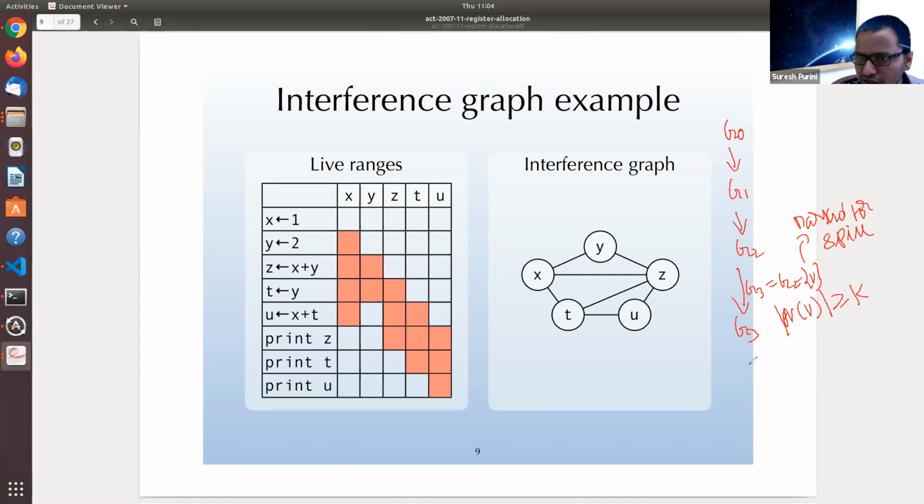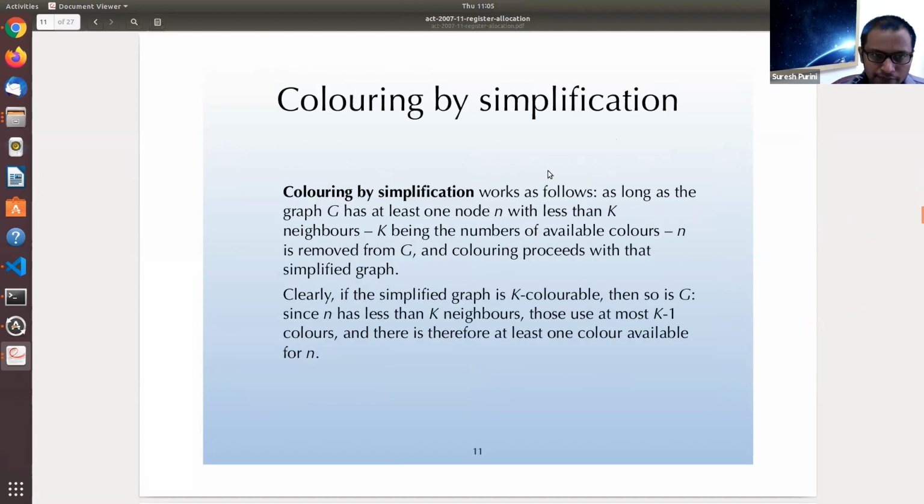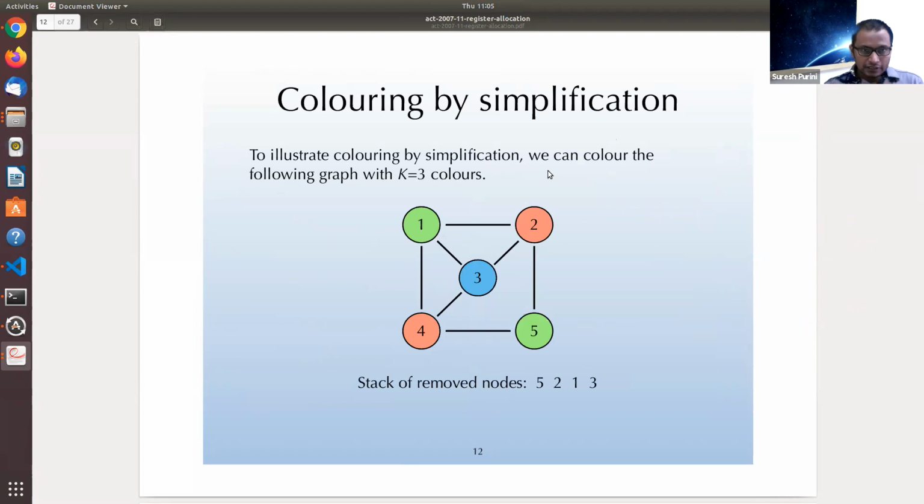And then again, we continue this process from G3, we go to G4. Again, there are two cases. After spilling V, if you look at the minimum degree vertex, its degree could be strictly less than k, or it could be greater than or equal to k. If it is greater than or equal to k, again, we have to mark it for spilling. So let's see how it goes. This approach is called graph coloring by simplification.